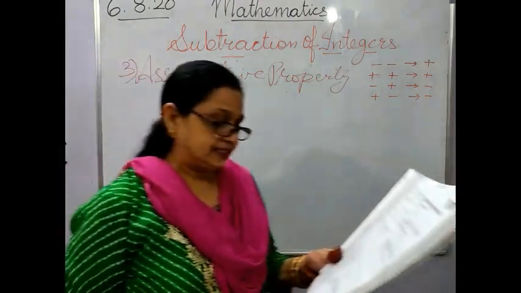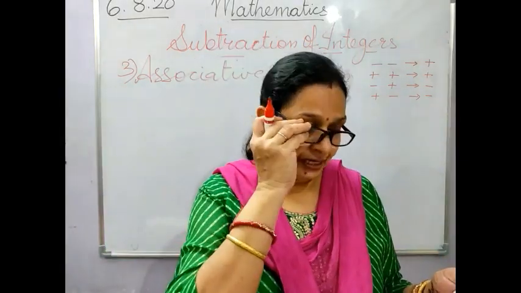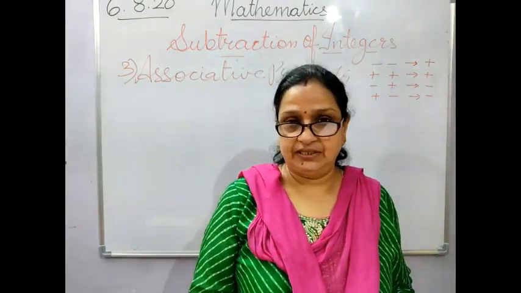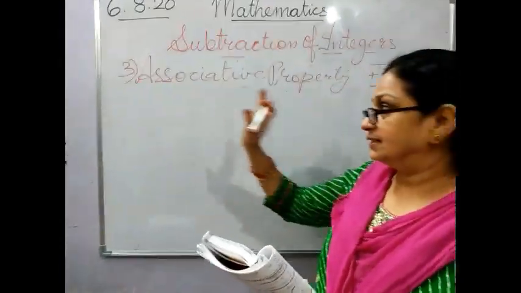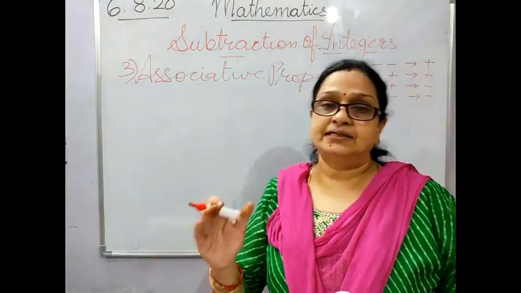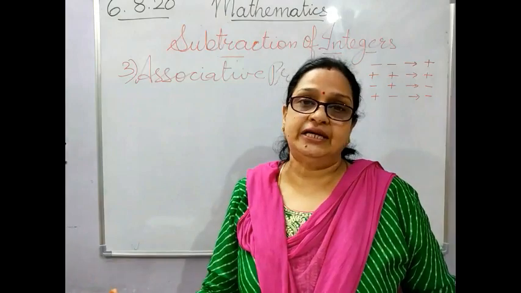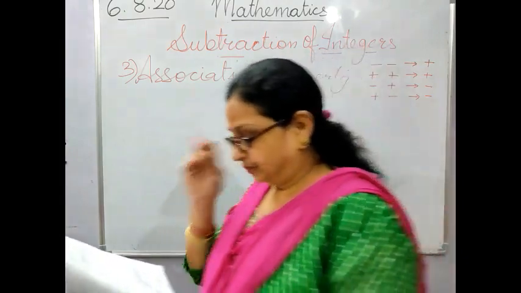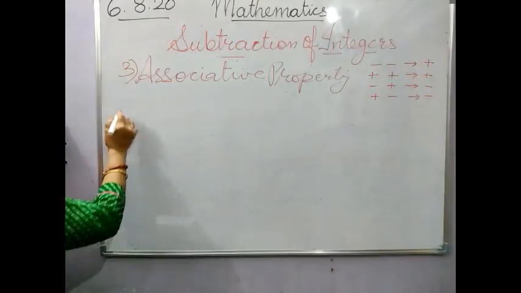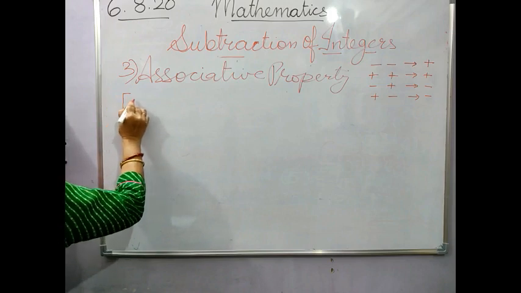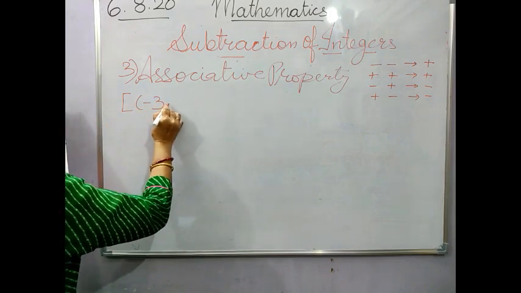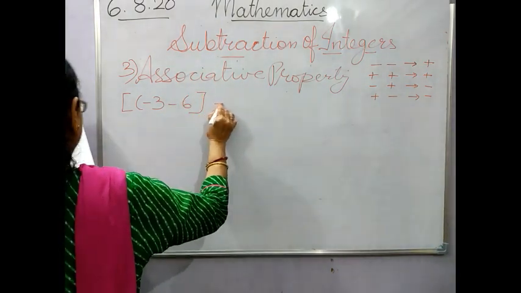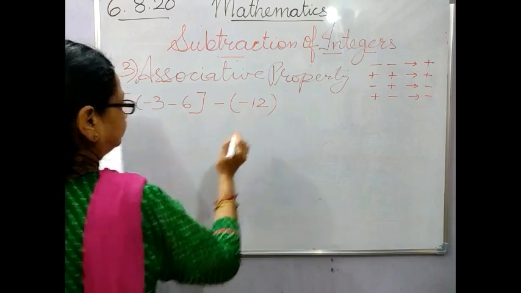Now associative property says the difference between three integers is not the same if the grouping of integers is changed. Earlier we were discussing the order; here in associative property we are discussing the grouping. If the grouping of the integers is changed, the answer will not be the same. I'll take the example. Okay, I'll take this one. This is a simple bracket, minus 3, minus 6, sorry, and minus 12.